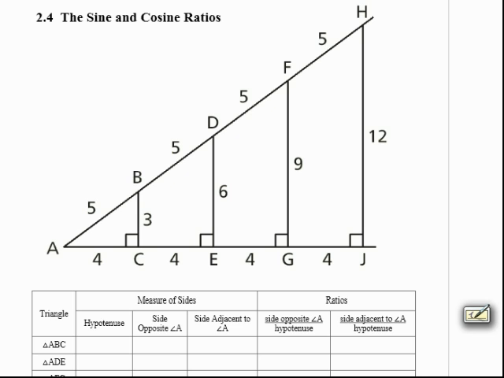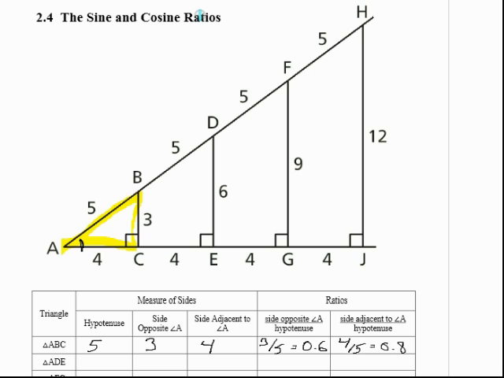So let's look at triangle ABC, which I'm going to highlight in yellow. So there's A, B, C. Back to A again. The hypotenuse of this triangle is 5 units long. The side opposite angle A is 3. The side adjacent is 4. So if we look at some ratios here, the side opposite angle A to the hypotenuse is 3 over 5, which is 0.6. And the side adjacent to angle A to the hypotenuse is 4 over 5, which is 0.8.